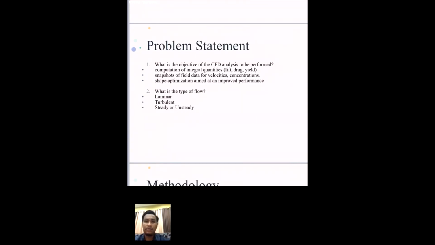Okay, the second problem statement is what is the type of the flow. Firstly, laminar, secondly, turbulent, and lastly, whether it is steady or unsteady. Okay, that's all for the problem statement. Then, next, I will go to the methodology.